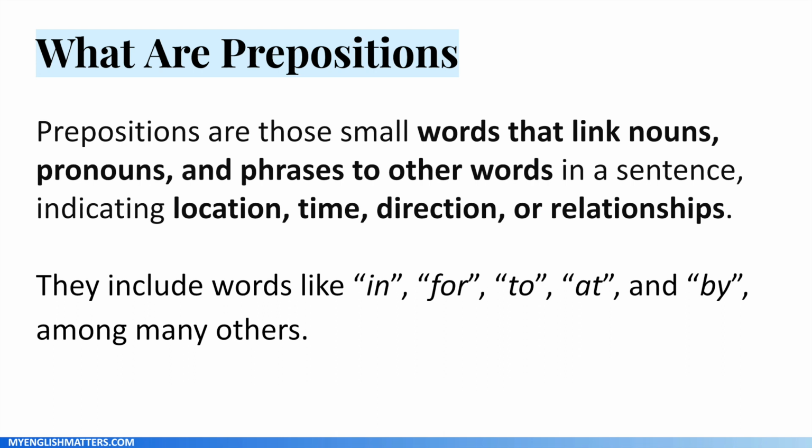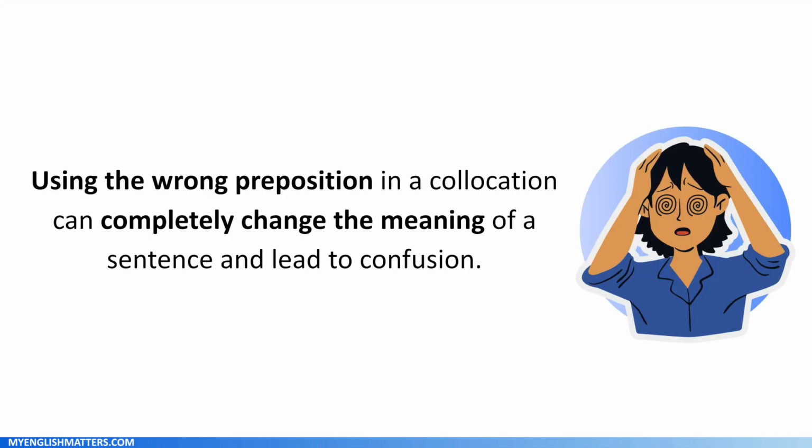Now, you might wonder why understanding collocations and prepositions is so important. Well, think of them as the foundation of effective communication in English. Using the wrong preposition in a collocation can completely change the meaning of a sentence and lead to confusion. So, for example, saying interested to instead of interested in might convey a different message than intended. Similarly, using die of instead of die from might alter the cause of someone's death.